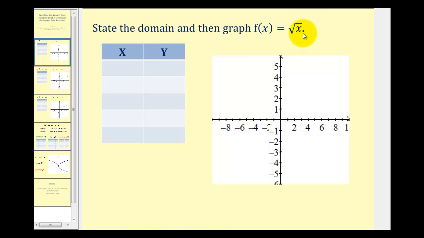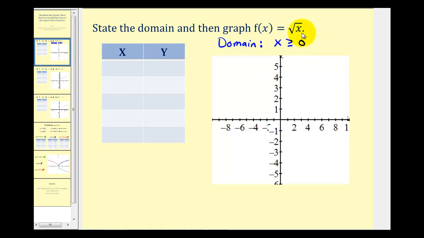The domain is the set of all possible inputs or values for x. So for the square root function, the number underneath the square root cannot be negative. Therefore the domain are all values of x that are greater than or equal to 0.